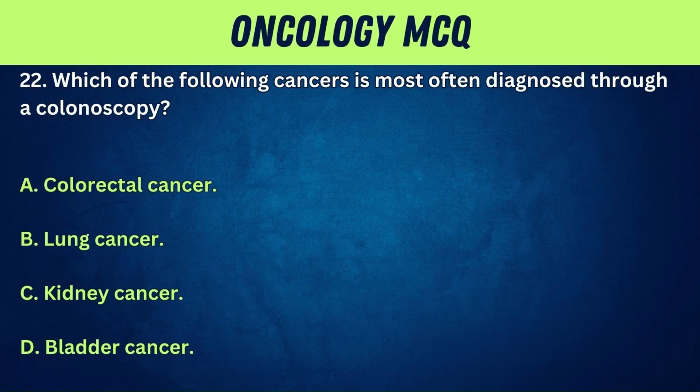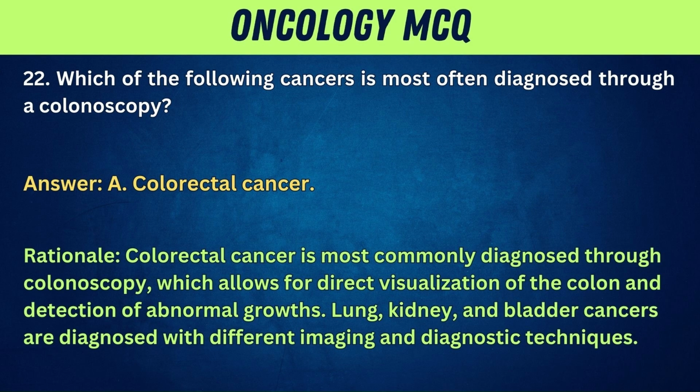22. Which of the following cancers is most often diagnosed through a colonoscopy? A. Colorectal cancer. B. Lung cancer. C. Kidney cancer. D. Bladder cancer. Answer: A. Colorectal cancer. Rationale: colorectal cancer is most commonly diagnosed through colonoscopy, which allows for direct visualization of the colon and detection of abnormal growths. Lung, kidney, and bladder cancers are diagnosed with different imaging and diagnostic techniques.